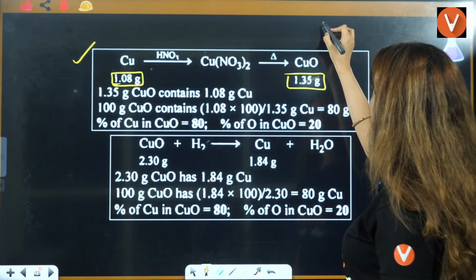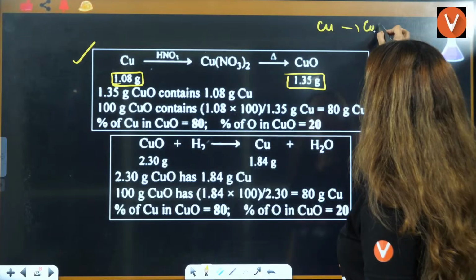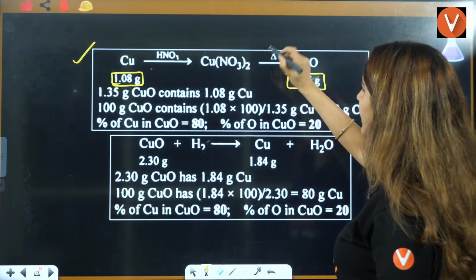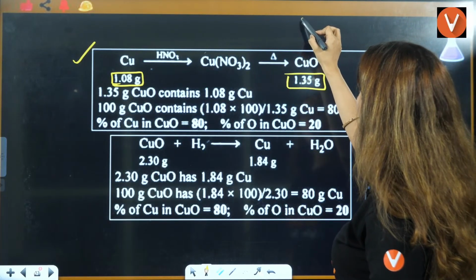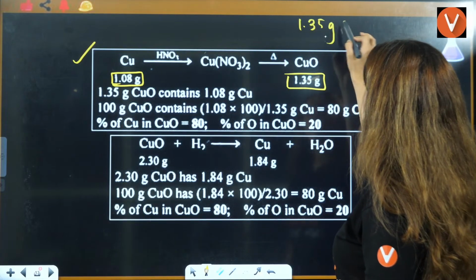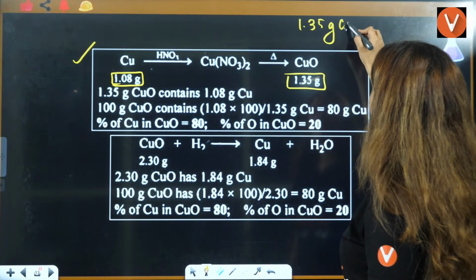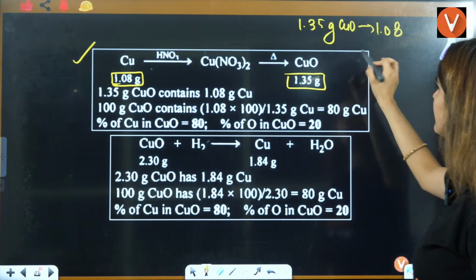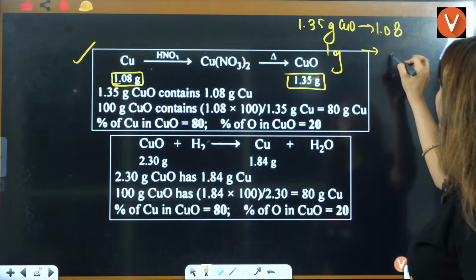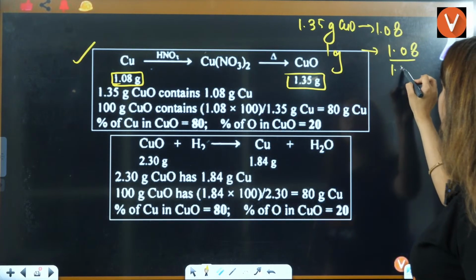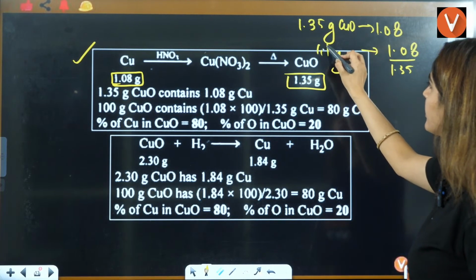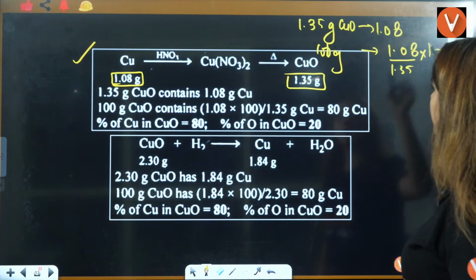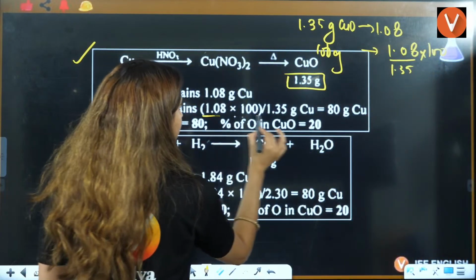That was copper to copper oxide, right? If I write that, you have how much copper oxide? 1.35 gram of copper oxide is going to give you how much gram of copper? 1.08, right? Then 1 gram is going to be 1.08 divided by 1.35. Then 100 gram is going to give you multiplied by 100. Isn't it the same thing, right?